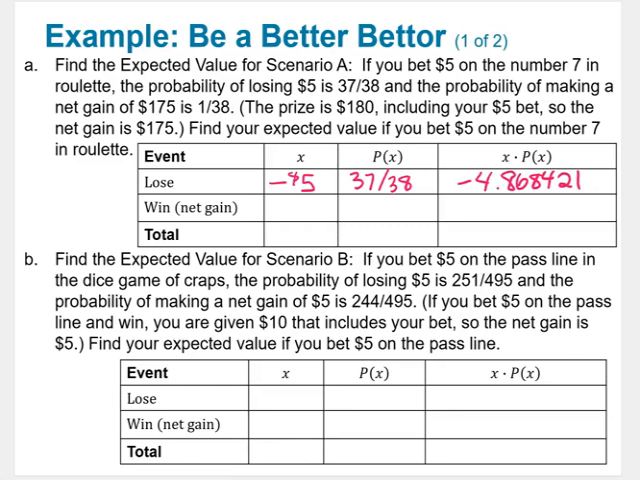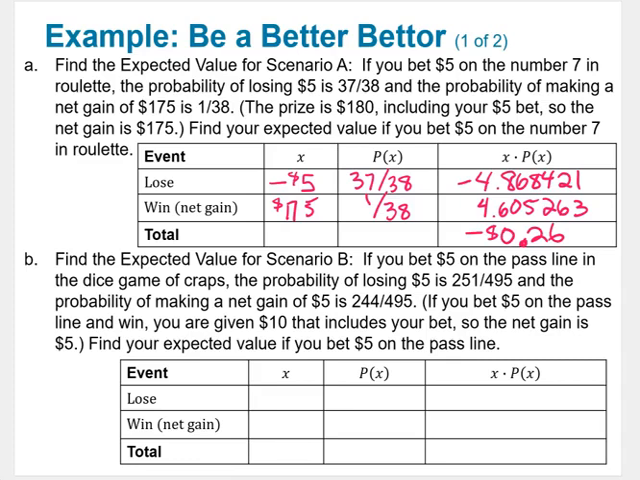Now, if you win, you're going to win big. You're going to win $175, and you only have a 1 in 38 chance of that. That gives you an expected value of 4.605263. Again, it's positive. So if you want to find your expected value, you just add those 2 together and you get negative, and I'm going to round it to the nearest penny, negative 26 cents.